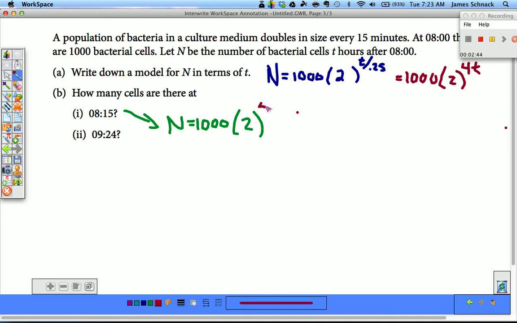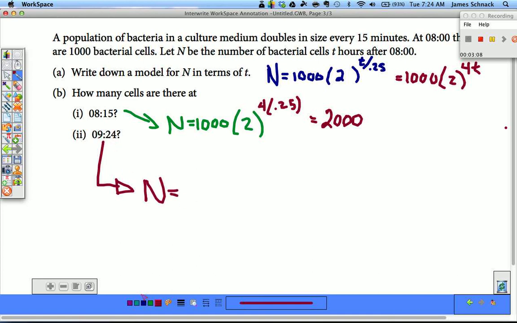So 4 times 0.25. This is sort of like our k value. This is our time. And we end up with 2,000. Oh, that's double from what we started. And that should make sense because it tells us that it doubles in size every 15 minutes. That's good news for us.